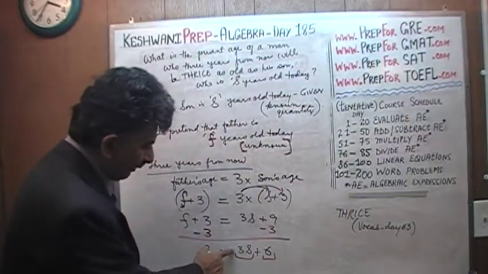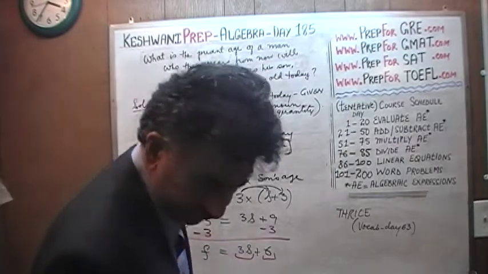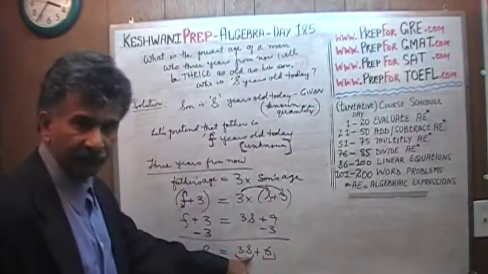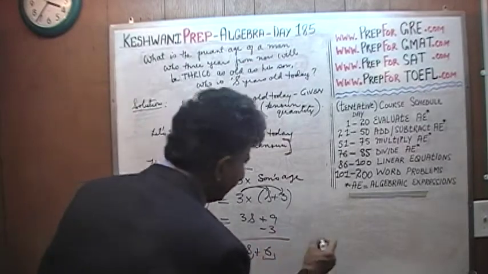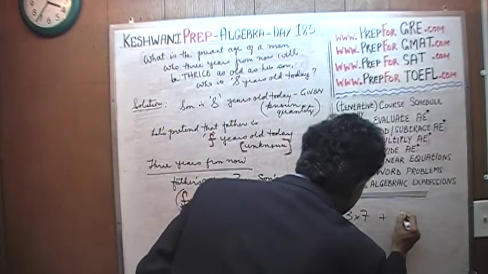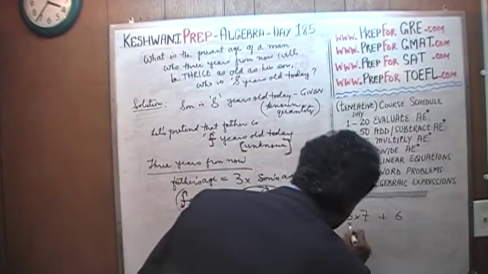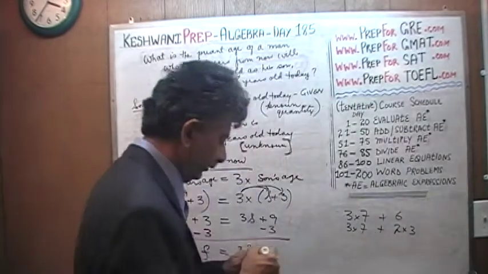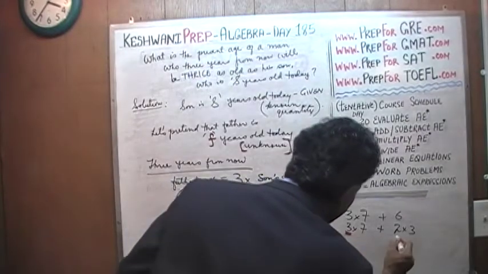Do you find anything common between 3s and 6, between these two quantities? Okay, pretend like this. Watch what happens. You see, s is some number, isn't it? So here what we have is 3 times some number. Let's say here 3 times 7 plus 6. Well, 3 times 7 plus 6 is the same as 3 times 7 plus 2 times 3. Do you find anything common in these two quantities? 3 is common.